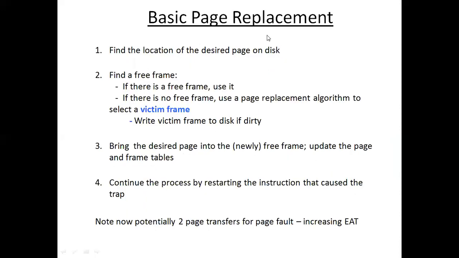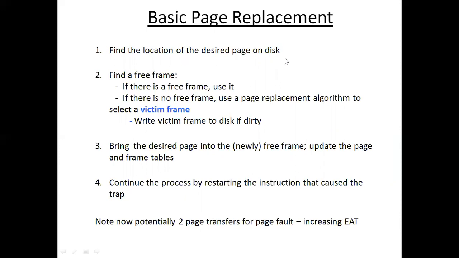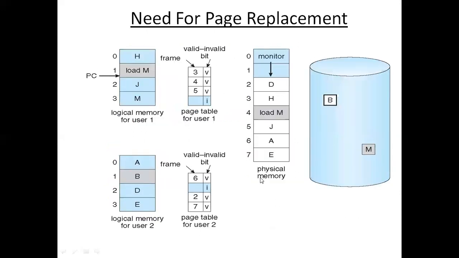So how do you do the page replacement procedure, or what is the sequence of steps? First, find the location of the desired page on the disk. If your processor is executing process 1, then you want this page. So first locate which page you want: page B or page M. Locate the desired page on the disk. Second, find a free frame. If there is a free frame, use it. If instead of 8 frames you had 9 frames, 1 frame would be free and you could bring the page in from the disk.